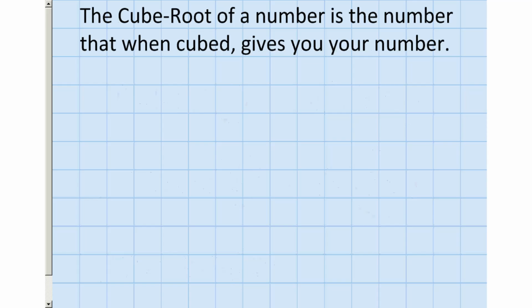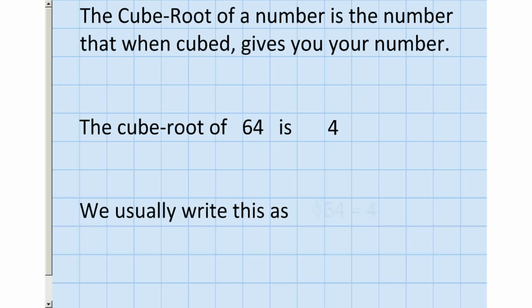Now the cube root of a number is a number that when cubed gives you that number. So similar to square rooting, square root of a number, it's what number squared gives you that number. Cube root is what number cubed gives you that number. Now the cube root of 64 means what number times by itself, then times by itself again, is 64. Well, we've just seen that that's 4.